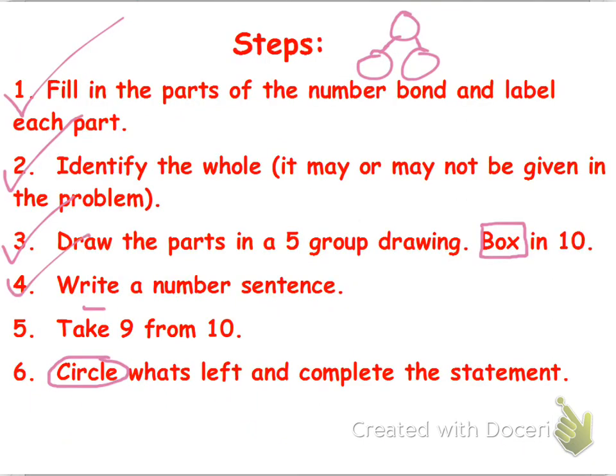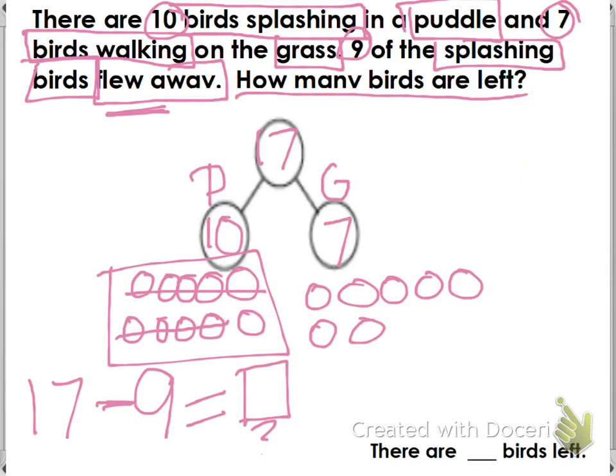So now, we wrote our number sentence, we took away, and then we have to circle what's left and do our statement once we finish our number sentence. So we're going to circle what's left. Now what is left? 1, 2, 3, 4, 5, 6, 7, 8. So there are blank birds left. We know there are 8 birds left. Okay? So we know that there are 8 birds left because 17 minus 9 equals 8.